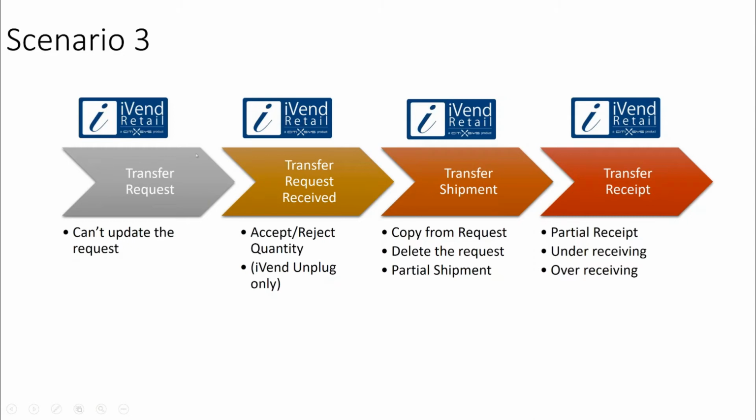So you can request and transfer between store to store, the event store to event store, not with the ERP. The same process: the user raises the transfer request from the event, they check the transfer request received from the event, and they do the transfer shipment and the transfer receipt from the event itself. The only difference is that with the event unplugged, we have an option to accept or reject the quantity. With the event plugged in with SAP B1 integration, we don't have an option to accept or reject the quantity. Okay, let's see how it works.